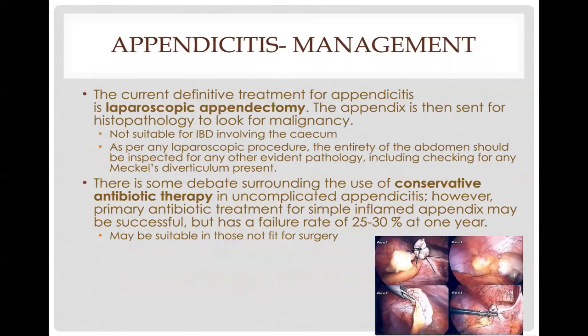Now, management. The definitive management for appendicitis is a laparoscopic appendicectomy. You take the appendix out. In our trust, if the diagnostic laparoscopy finds that the appendix is normal in appearance, we would usually still take the appendix out, so that if the patient were to present with similar symptoms in the future, we know it wouldn't be secondary to appendicitis.